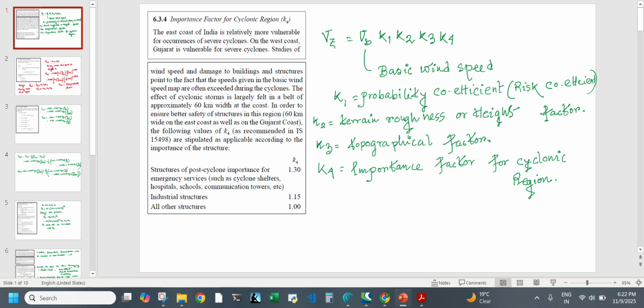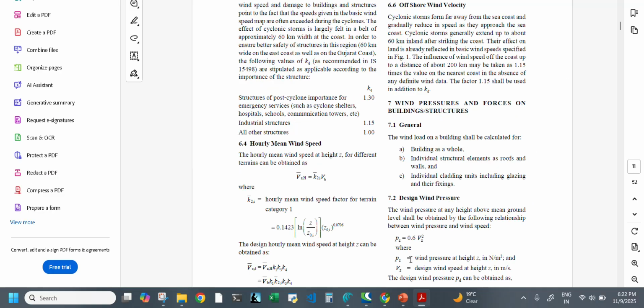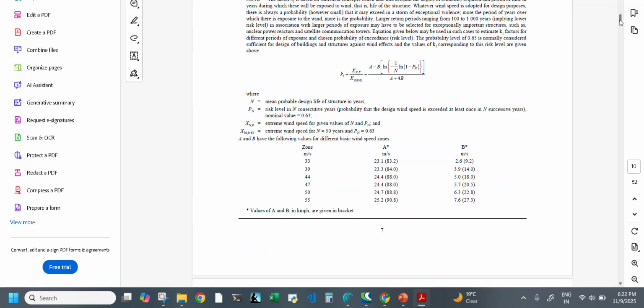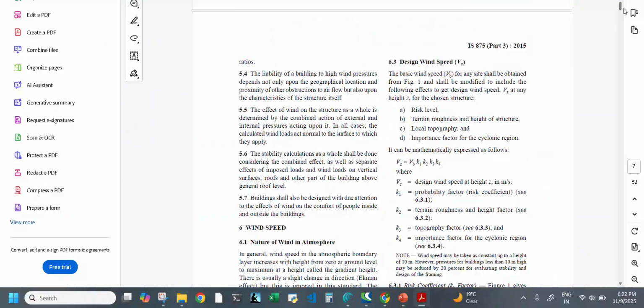In previous topics we have learned the design velocity of wind. Taking the codal reference, Vz is the design wind speed, and Vb is equal to the basic wind speed of 50 years.